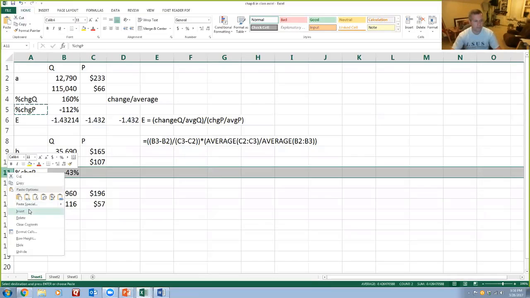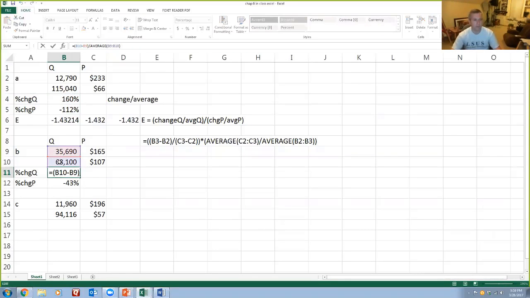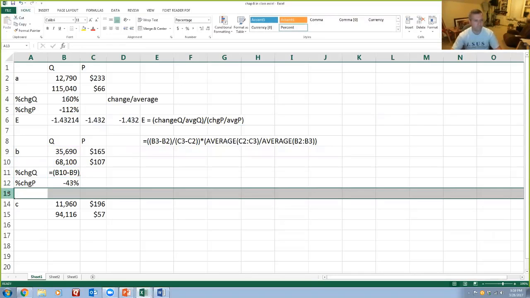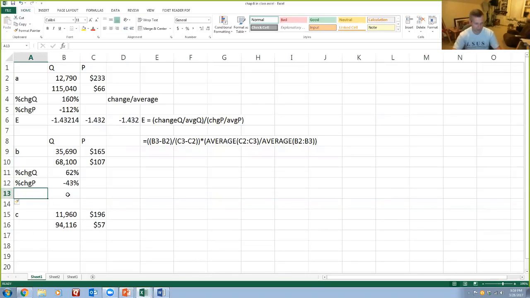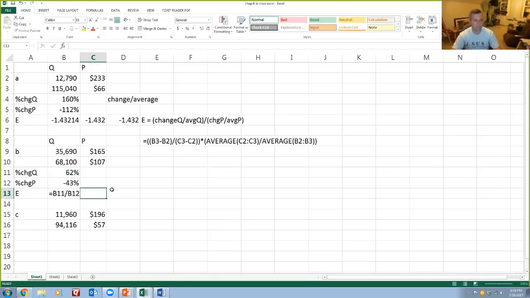And if I wanted to do the quantities too, I could cheat a little bit and just copy and paste the whole formula and double check it. But 68,000 minus 35,000 divided by the average of those two. There's my percent change of Q. And again, I can do E equals percent change of Q divided by the percent change of P to give me that.